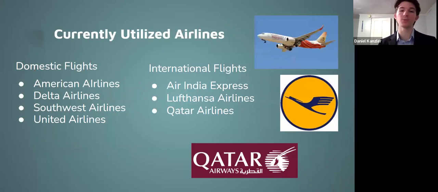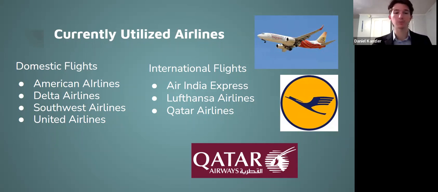So for our project, we decided to look at all of the airline expenses that WVU's incurred in the past year. After looking at the Excel spreadsheet, we decided to break up our data into domestic flights and international flights. For domestic flights, we have American, Delta, Southwest, and United. International flights, we didn't have as many of these, so we just listed the top three we had. And these are mainly, the majority of the time, used for study abroad trips and other small trips like that.